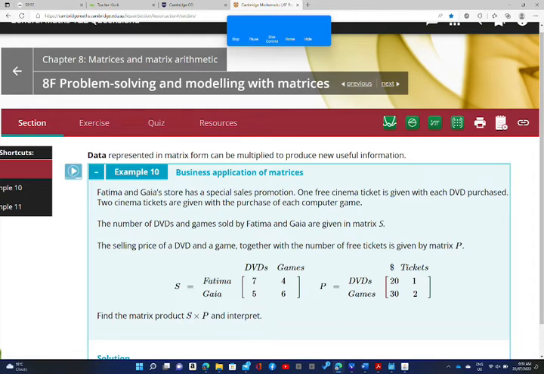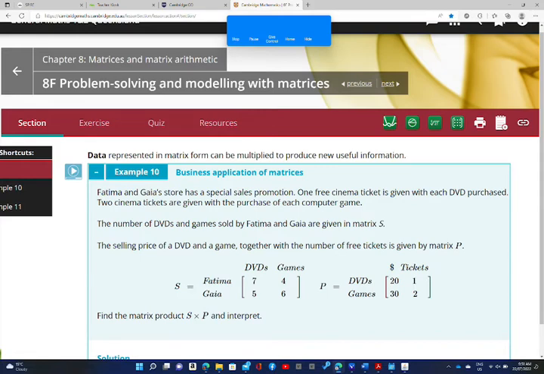So you see that they give you 2 matrices representing those. S is the sales that they made. You have the 2 people, and you have DVDs and games, and the number of each one they sold. Should look very familiar to you. We've used that one before. And then P is the promotion. In other words, for every DVD, they gave away a certain value, and for every game, they gave away tickets as well. So the first column in that row is how much the DVDs cost, and the second is how many tickets they gave away.